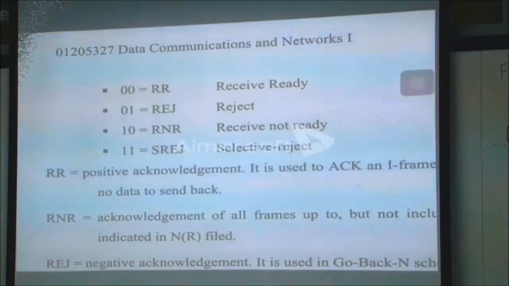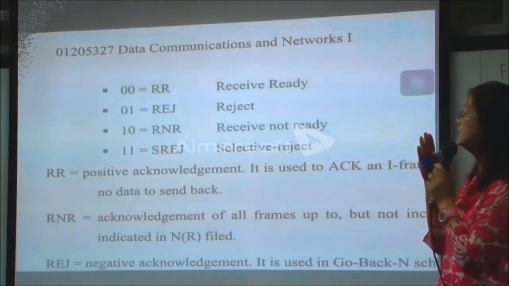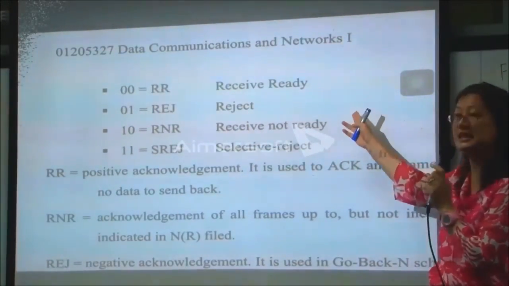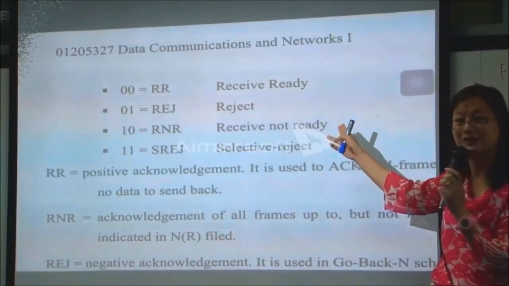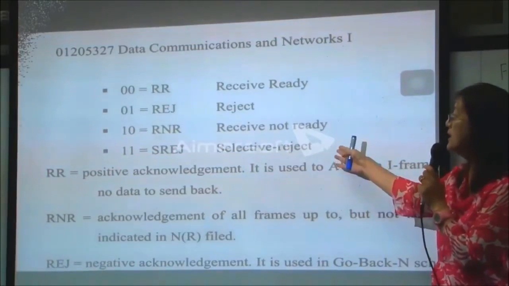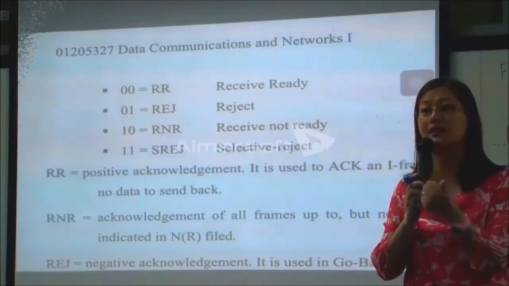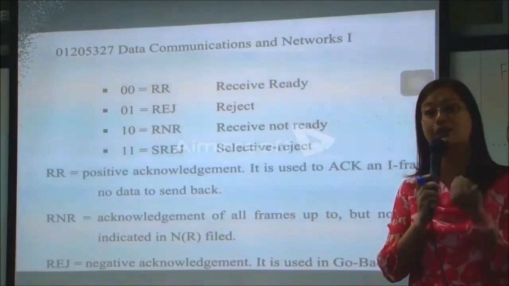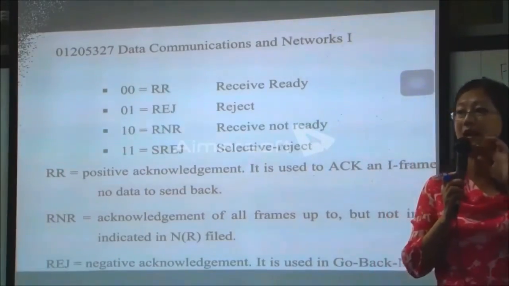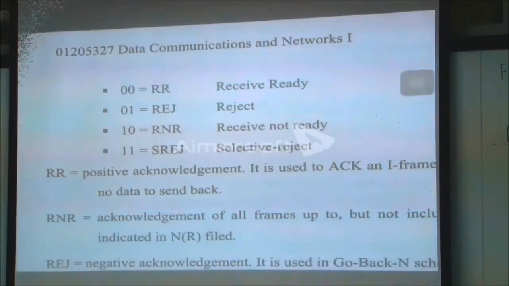For the 2 S bits, if it's 0, 0, it's receive ready. If it is 0, 1, it's reject. Reject means that we are using go back N right now. If it's 1, 0, it's RNR, receive not ready. If it's 1, 1, it's selective reject, which means that we are using selective reject right now. So HDLC allows us to use go back N or selective reject. We can choose by selecting the values in those 2 bits of the S in the supervisory frame.